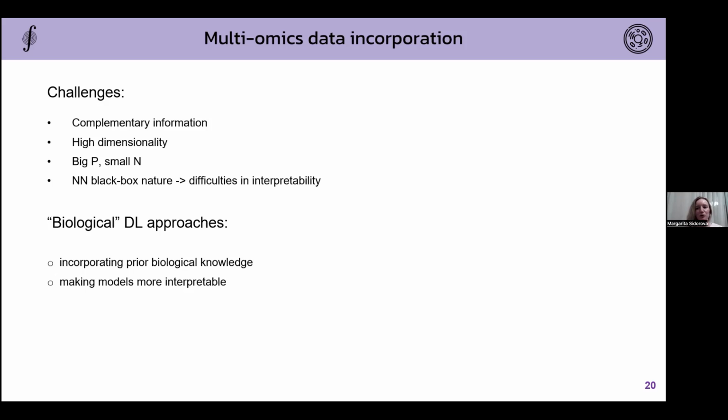And the biological approach is about incorporating some prior biological knowledge and about making models more interpretable. And so that is what we want to achieve, to make it more interpretable and biological.